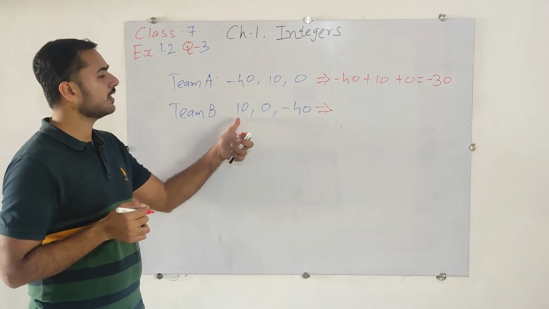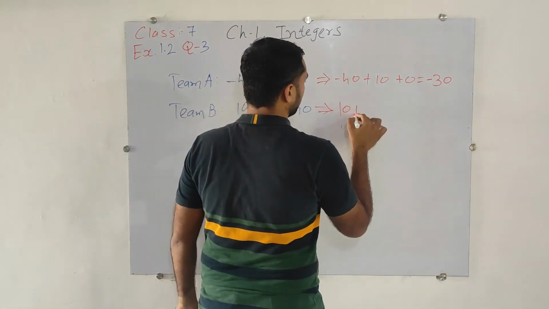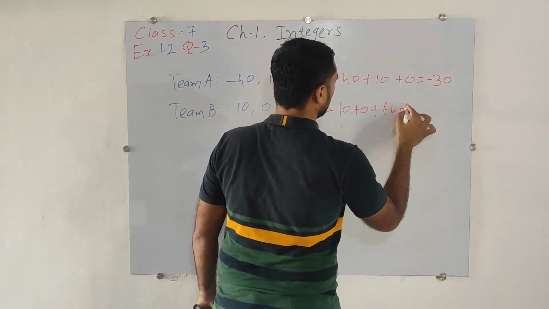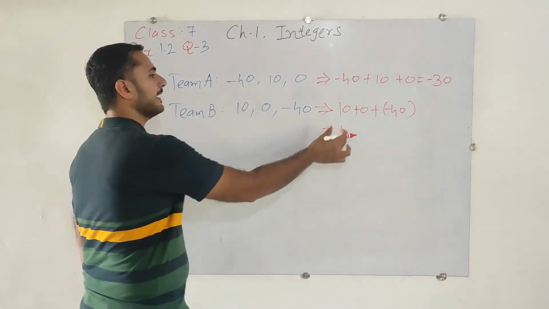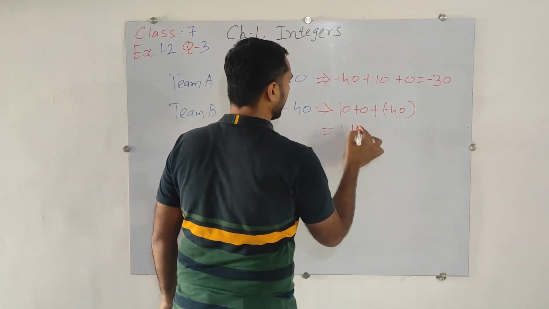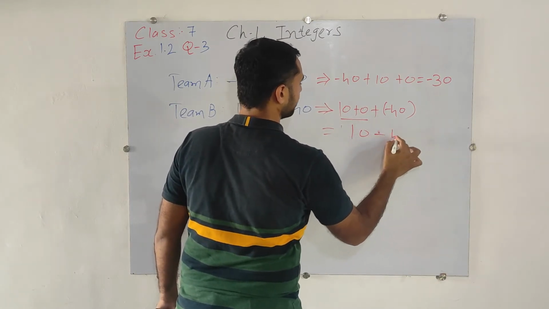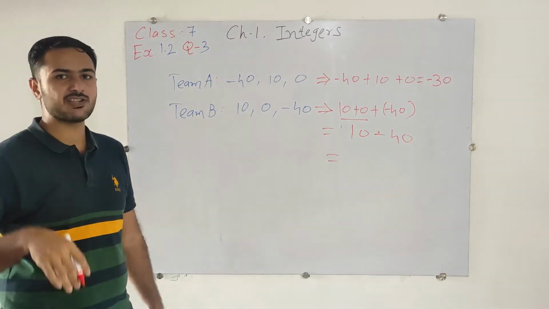So team B scored 10, 0 and minus 40. Let's do that. 10 plus 0 plus minus 40. Here I need to first of all open the brackets, but 10 plus 0, that's the 10 only. I'm just going to write that, and plus minus, minus 40.